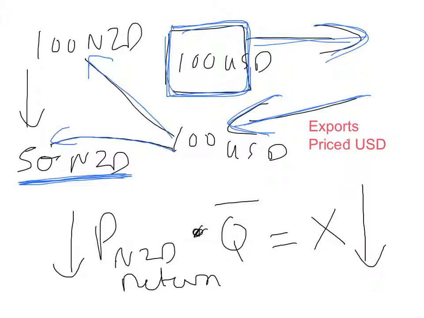So look, the volume of exports is not going to change, because from the buyer's perspective, the price isn't changing. What's going to happen is that the New Zealand dollar return is going to go down. So this is fixed, this is going down. This thing here has definitely got to go down.